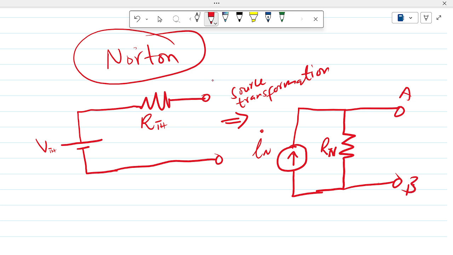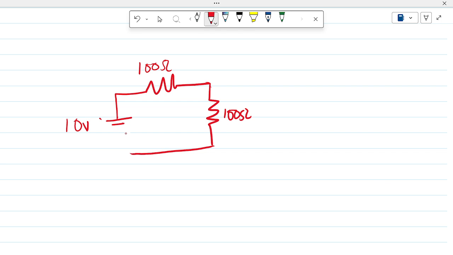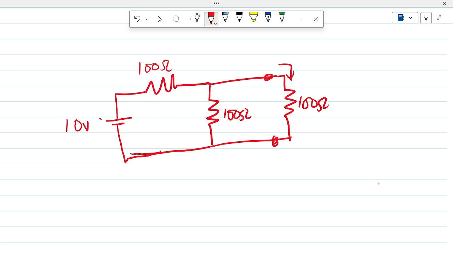Okay, so let's just practice this on the previous example and see if we get the same values. So I recall it was 10 volts here. Then we had as a resistor, we had 100 ohms, another 100 ohms, then we had another 100 ohms. But we're interested in the current through this node.